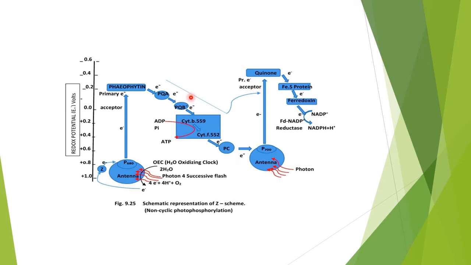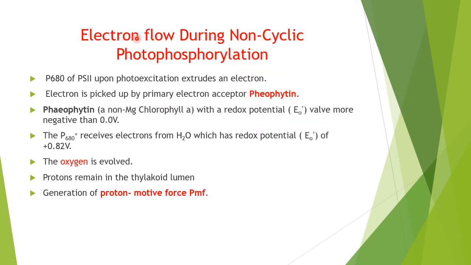And here you have seen that there is a coupling of ADP with inorganic phosphate to form an ATP. That is near the cytochrome Bf complex. It was as per this scheme, but we will see the modern concept, how there is an involvement of proton driven ATP synthesis. So we have seen the outline of the scheme. That means there is an electron flow during non-cyclic photophosphorylation between the two systems.